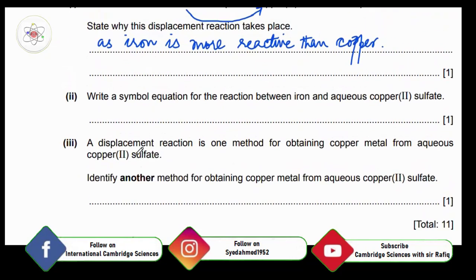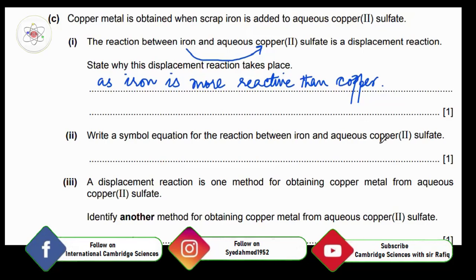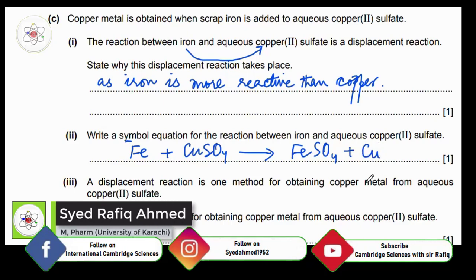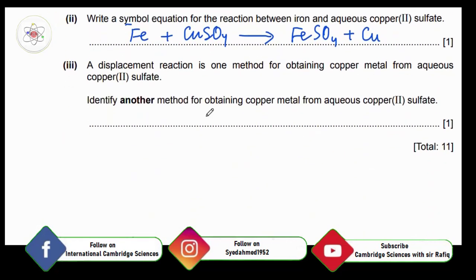Write a simple equation for the reaction between iron and aqueous copper 2 sulfate. So iron plus copper sulfate. In a simple equation we will write symbols and formula of the species of the reaction. So as iron displaces copper to form iron sulfate, plus copper will be separated from copper sulfate as an element.